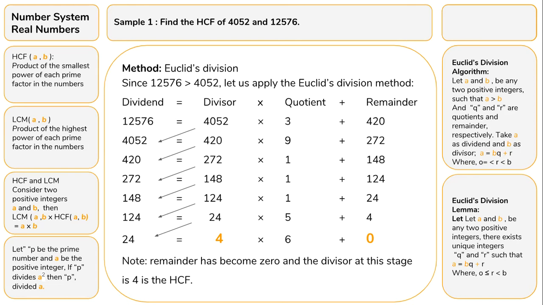Step 2. 4,052 is the dividend, 420 is the divisor. When the quotient is 9, we get remainder 272. Further simplification: 24 is the dividend, 4 is the divisor. When the quotient is 6, the remainder is 0. HCF of 12,576 and 4,052 is 4. Solved using Euclid's division method.